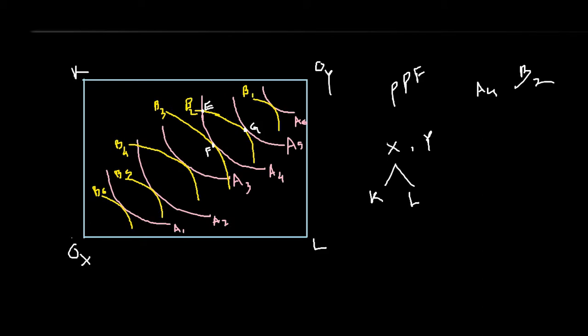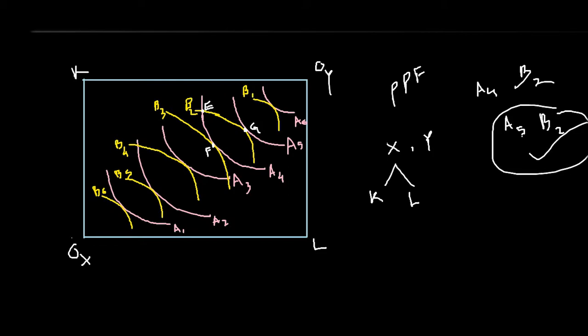Now let's move to point Z. At point Z, the isoquant for the production of Y is still B2, so the output of Y remains B2. But the isoquant of X is A5. That means at point Z we are producing A5 of X and B2 of Y. Just because A5 is greater than A4 and B2 is kept at the same level, this is obviously a far better position, because at least one commodity is produced at a higher amount than before.